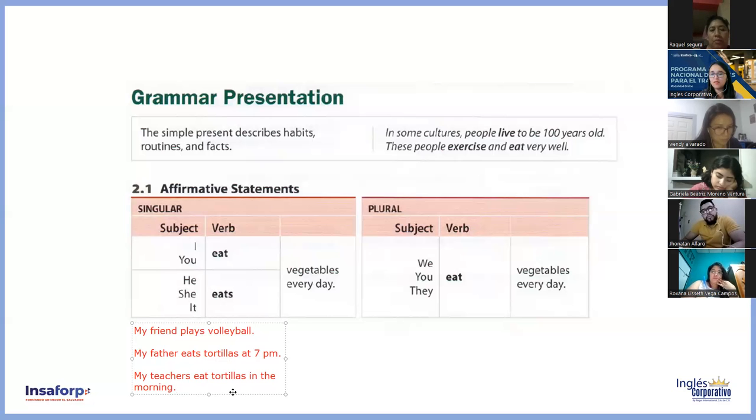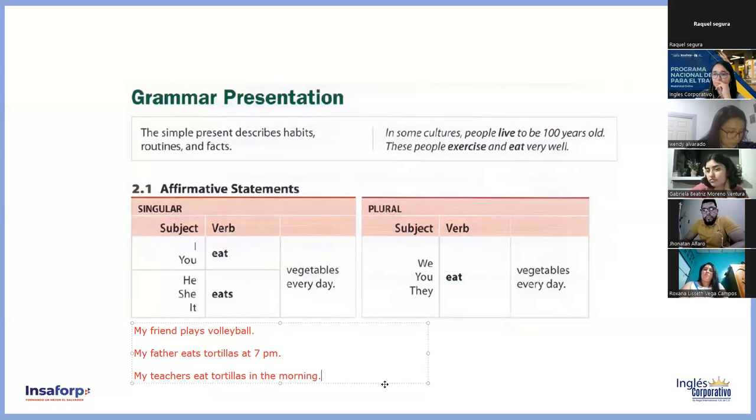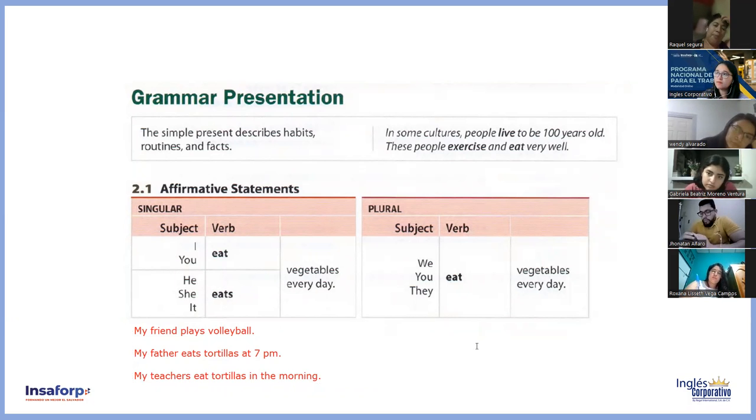Is this correct, the sentence? Yes. Is it correct? Yes, correct. Yes, it is right. ¿Por qué? Teachers. It's plural, right? Plural. Yes. Entonces, no le vamos a agregar nada al verbo. Entraría en la categoría de plural, right? Okay, do you have questions? This is the affirmative statements.